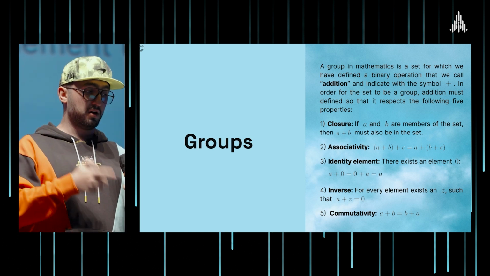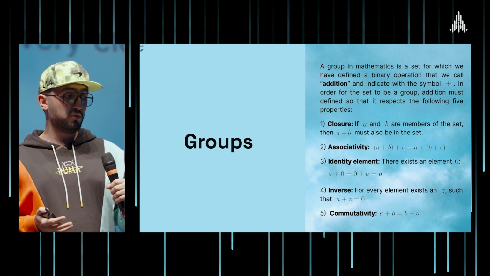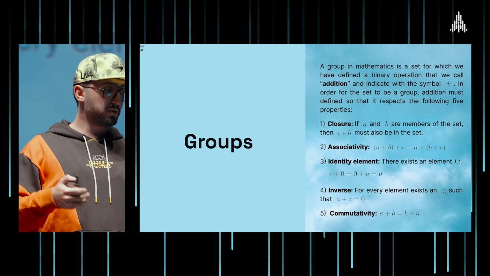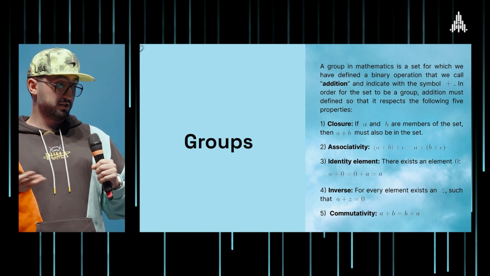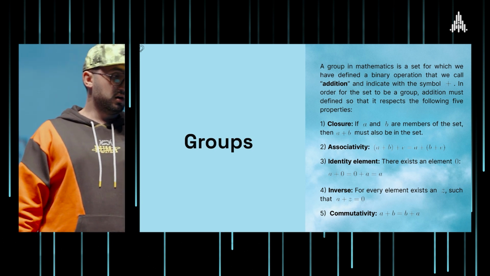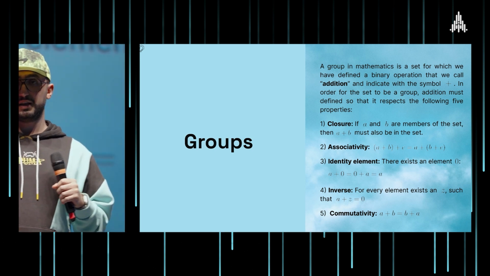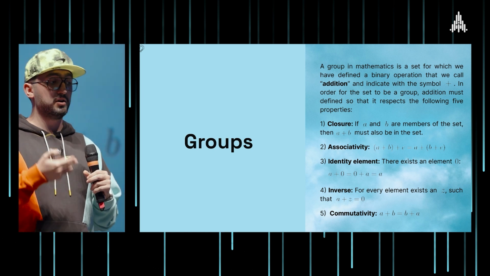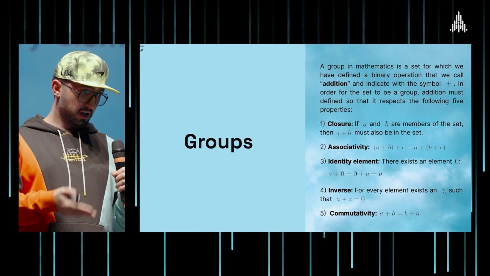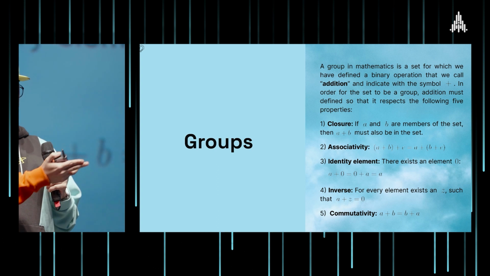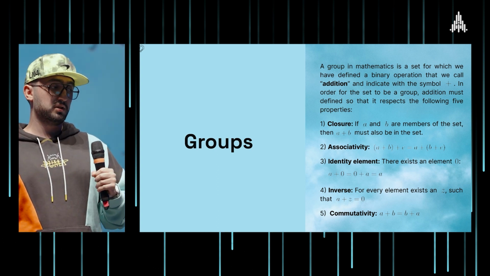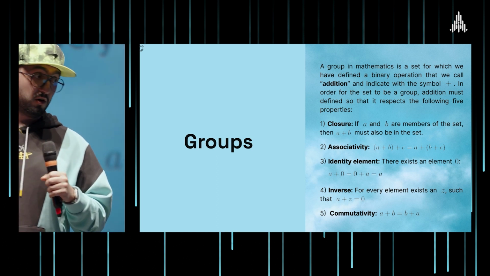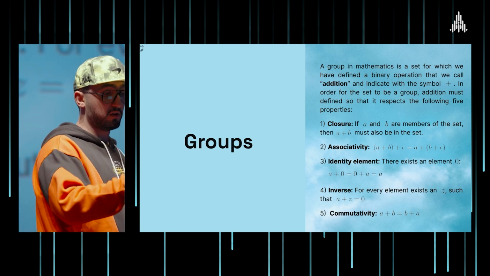Identity element, you should have this as well. Element 0, which if you add, will equal the number itself. A plus 0 is A, or 0 plus A is A. Inverse: for every element there exists one such that if you add it to your original number, you should get 0. And commutativity is A plus B equal to B plus A, as you saw in the identity element section, it doesn't change any result. So we should have these properties in our sets so we can call them groups.